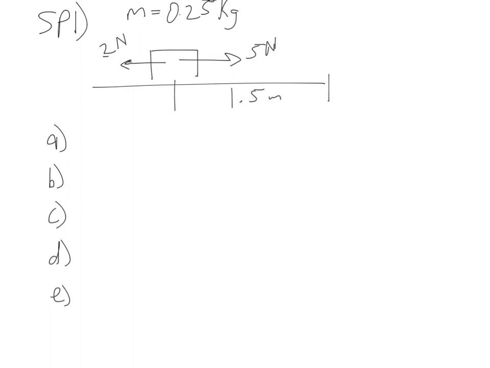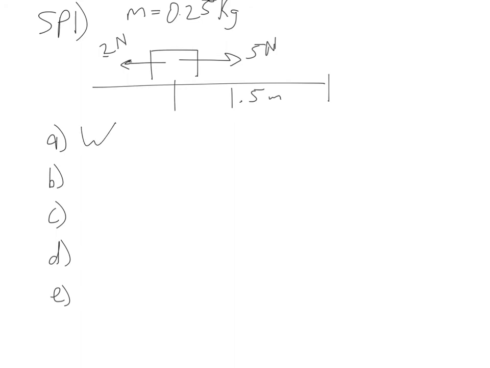Lastly, we have a synthesis problem. We have a block or a box here that's being acted upon by two horizontal forces. One is a pull to the right of 5 newtons, and the other is a frictional force of 2 newtons opposing that motion. The mass of the block is 0.25 kilograms, and it's moving through a distance of 1.5 meters. So, part A asks what the work done by the 5 newton force is.